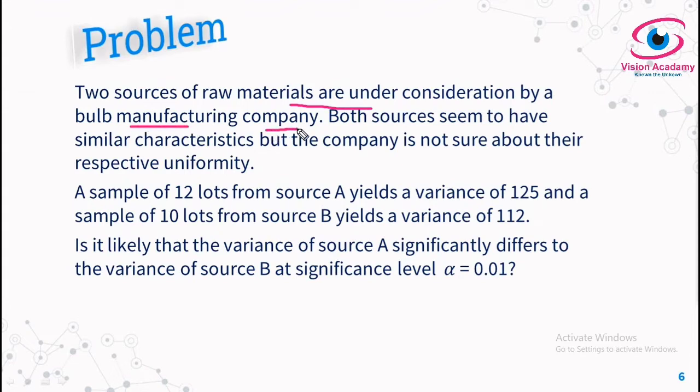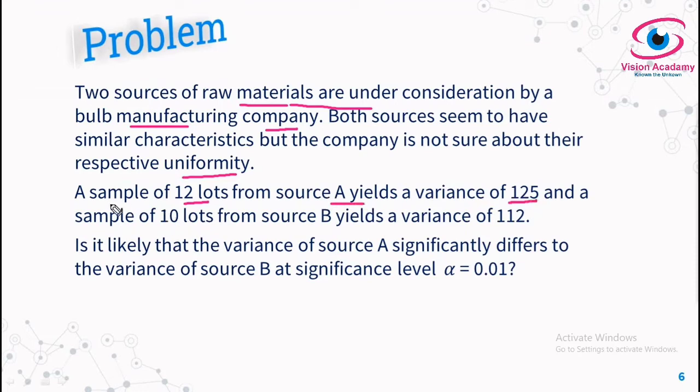Two sources of raw material. Both sources seem to have similar characteristics, but the company is not sure about their respective uniformity. So a bulk manufacturing company is considering two sources of raw material, and data are given about that. A sample of 12 lots from source A yields a variance of 125.